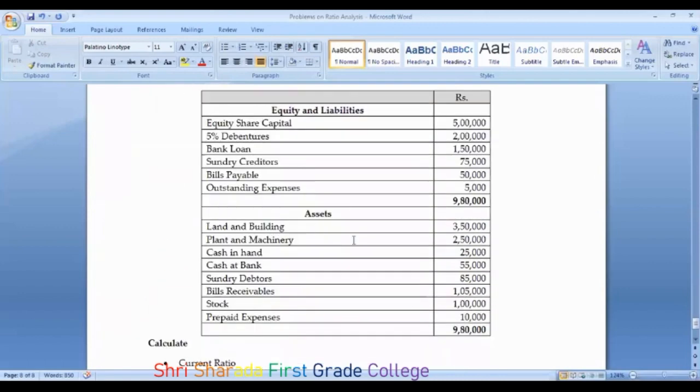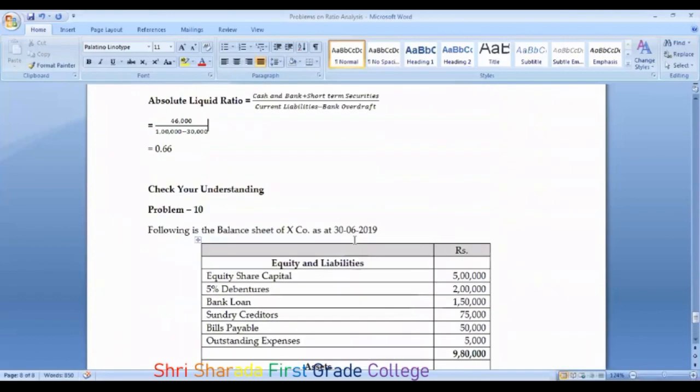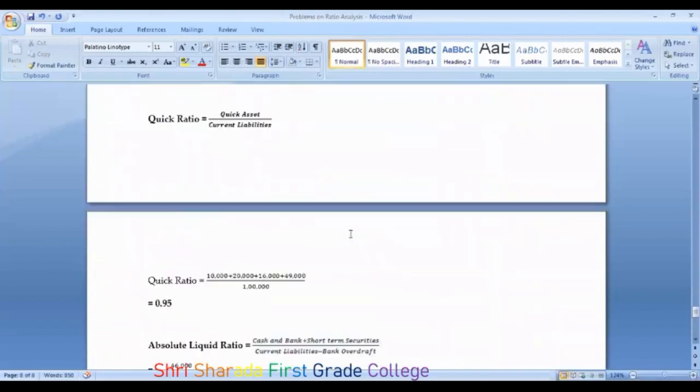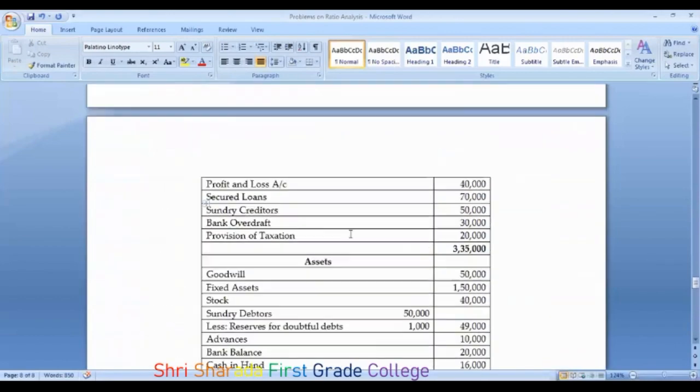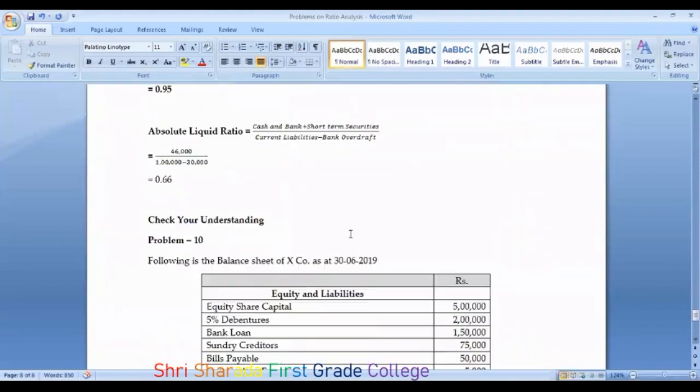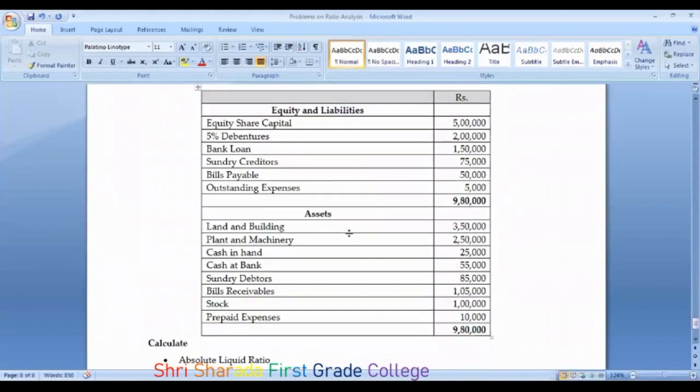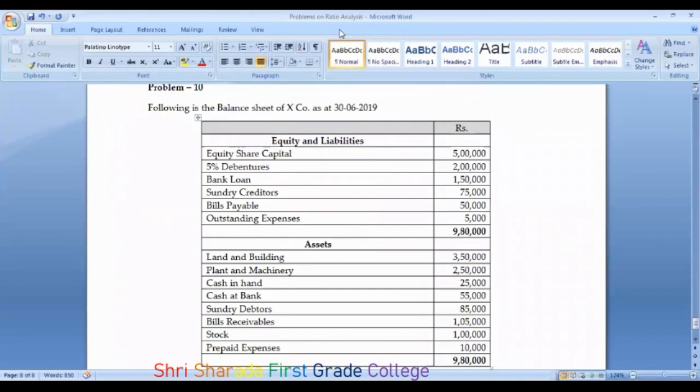Okay, so you can find out by keeping this ninth problem as a hint, find out the 10th one. Okay, thank you.